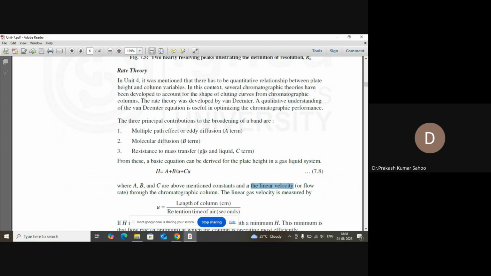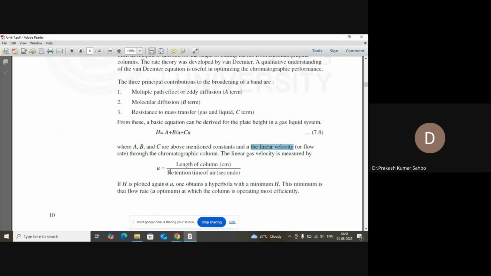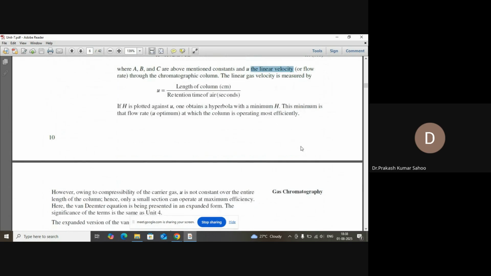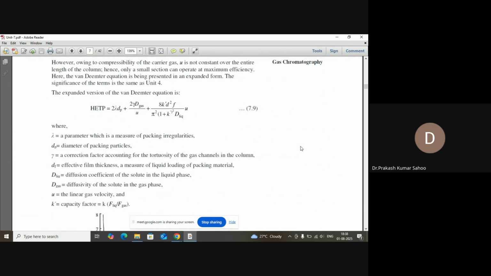So there are different terms: path effect, molecular diffusion, and resistance to mass transfer. u is the linear velocity, which is the length of the column divided by the retention time of the air in seconds. Then we have the HETP equation. Let's try to figure out this equation and try to remember all the parameters.